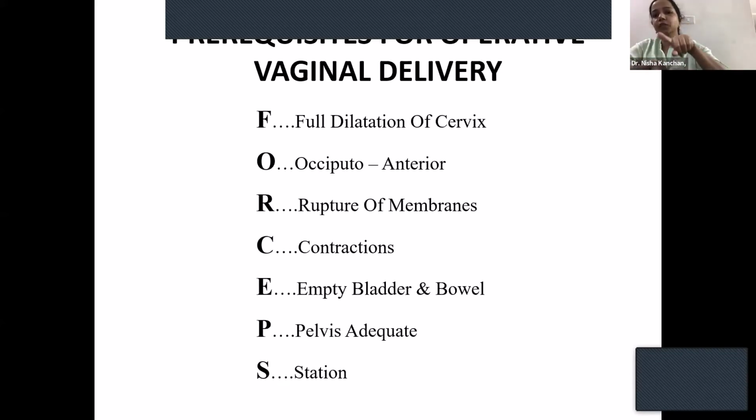But if only 1/5 or no head is palpable, then you do your PV examination and station is taken. If less than 1/5 of the head is palpable, that means it has crossed the level of the ischial spines and the head is engaged. Okay, so these are your prerequisites.